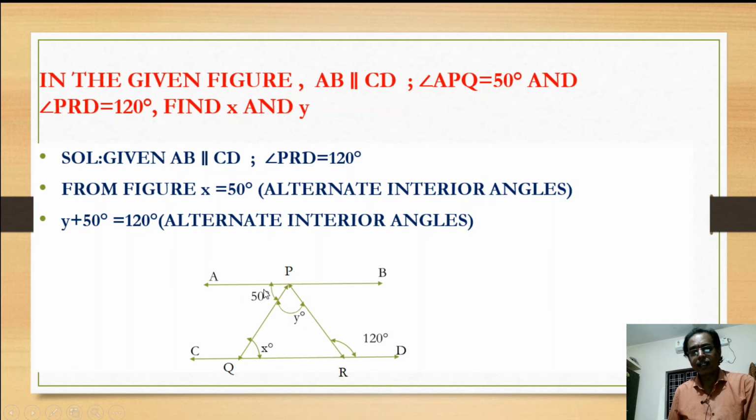Here y plus 50 is a combination of angles, these two taken as one angle, and here 120 is another angle. PR is the transversal, so these two, 50 plus y and 120, are alternate interior angles. AB is parallel to CD, PR is the transversal, so we can write y plus 50 is equal to 120. Then y is equal to 120 minus 50, then y is equal to 70 degrees.